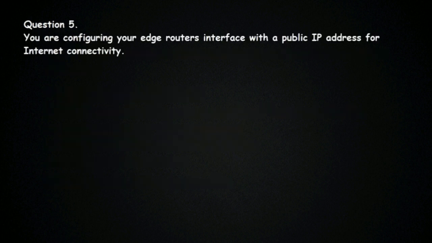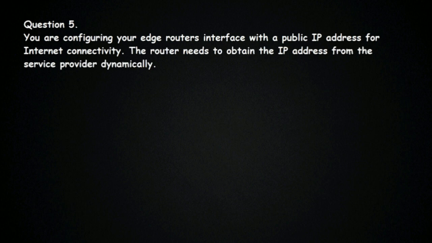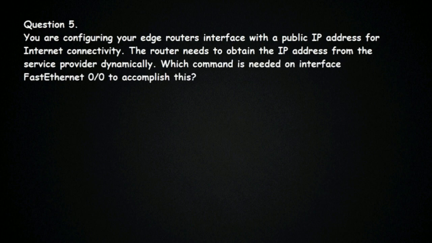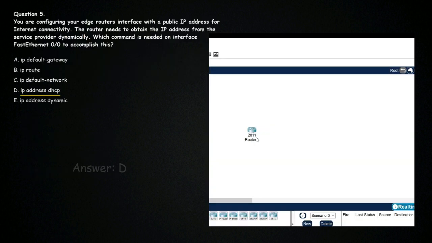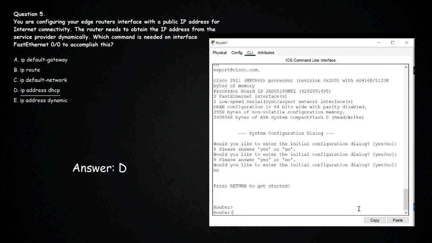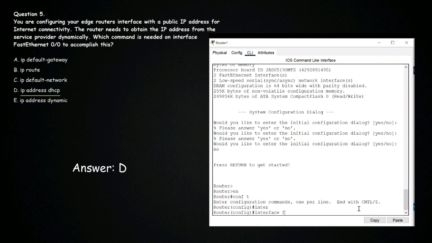Question 5. You are configuring your edge router's interface with a public IP address for internet connectivity. The router needs to obtain the IP address from the service provider dynamically. Which command is needed on interface FastEthernet 0/0 to accomplish this? Correct answer is D, ip address dhcp.